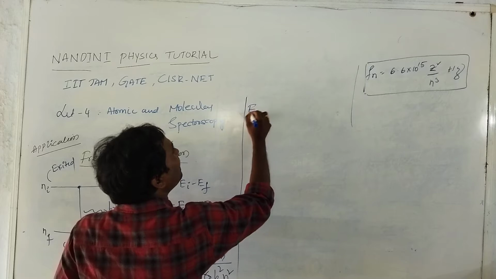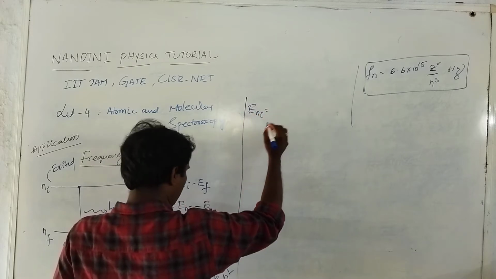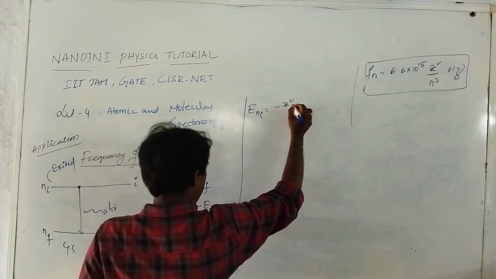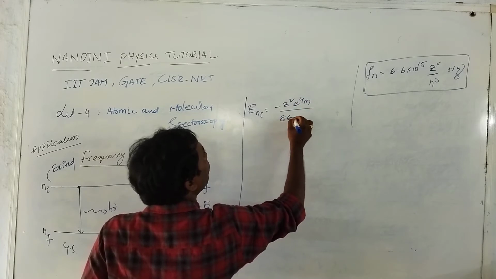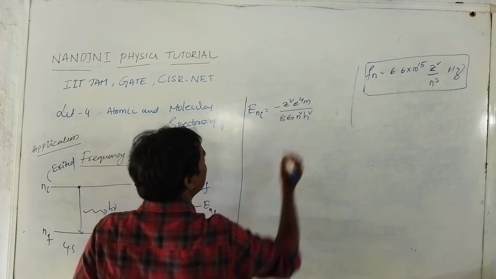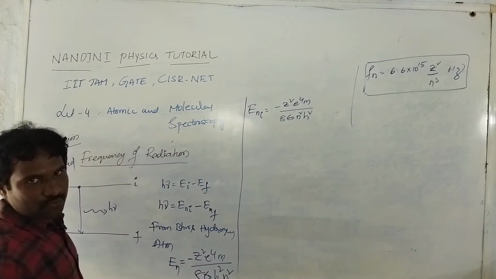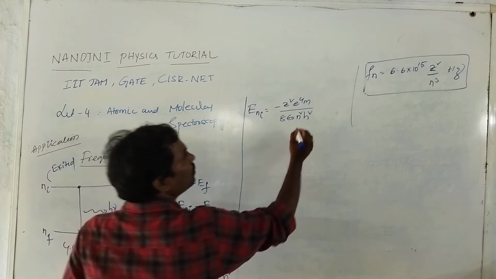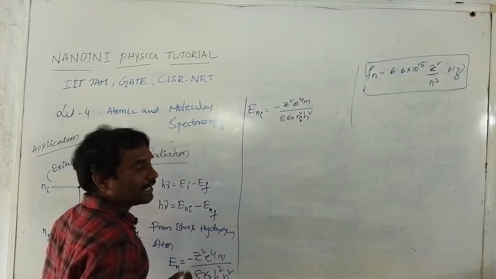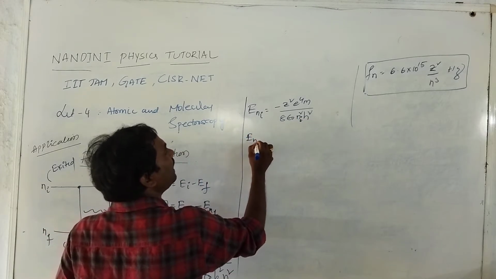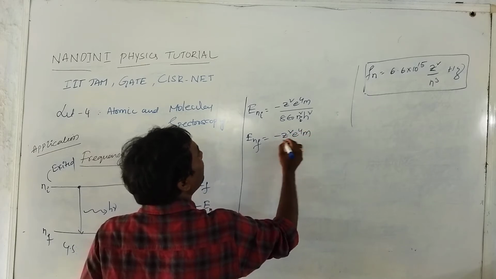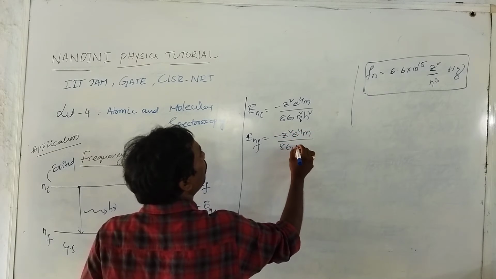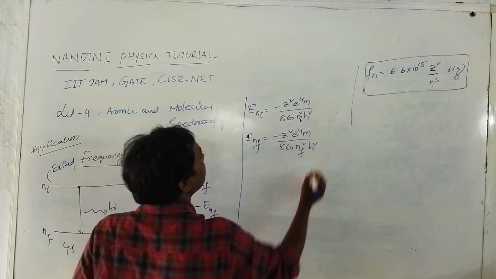If you represent the initial energy Ei, it is equal to minus z square e power 4 m divided by 8 epsilon naught Ni square h square. Now this is Ei, and this is Ef, which is minus z square e power 4 m divided by 8 epsilon naught Nf square h square.